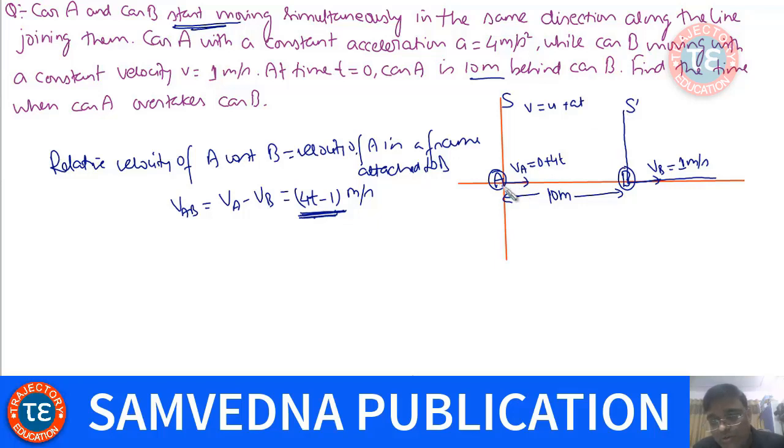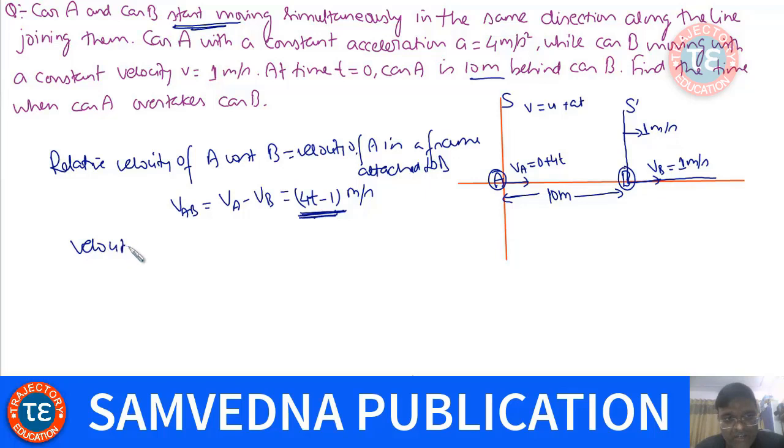I want that in the S dash frame we want the time taken by A to travel a distance of 10 meter. That is the same as saying, let's take an S dash frame which is attached to B. So S dash itself moves with 1 meter per second. In the S dash frame I want the time taken by A to travel a distance of 10 meter. That's the way we can say.